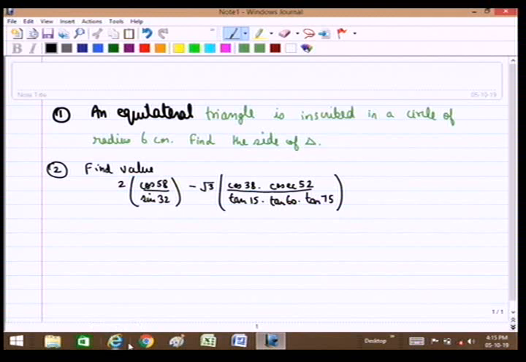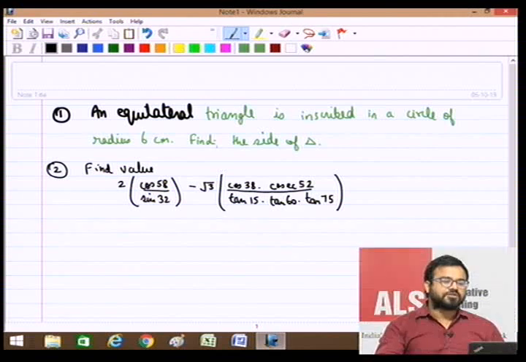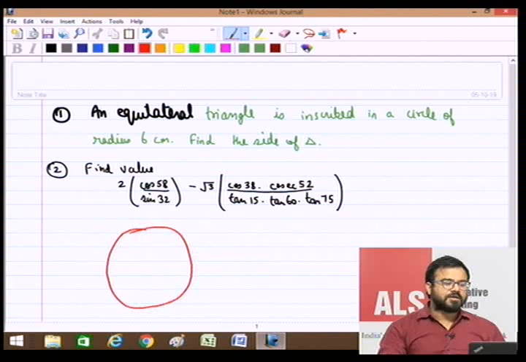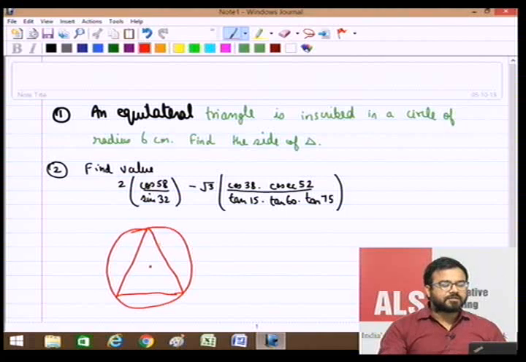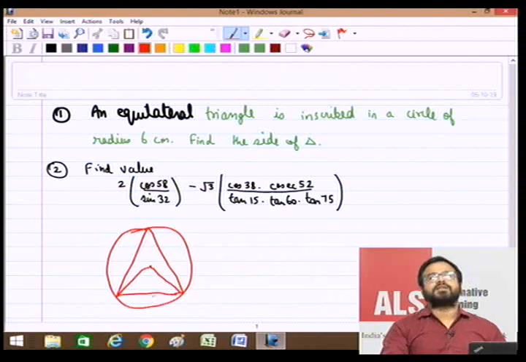It's not 4 root 3. See, an equilateral triangle is inscribed in a circle of radius 6. So you can draw a circle first of radius 6 centimeter, and the equilateral triangle is inside it like this. The radius is 6, so this length is 6, and this is also 6. We have to find the side.